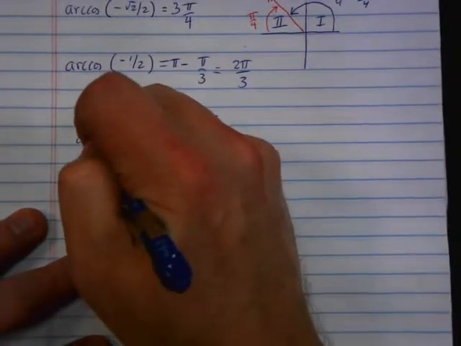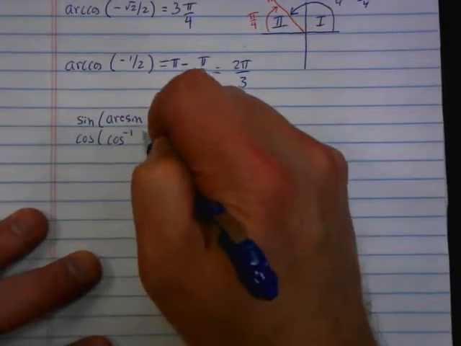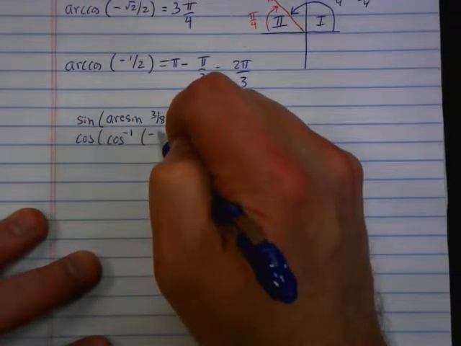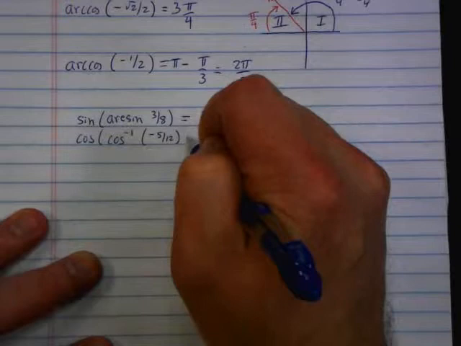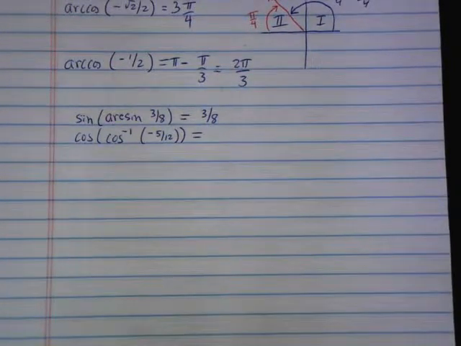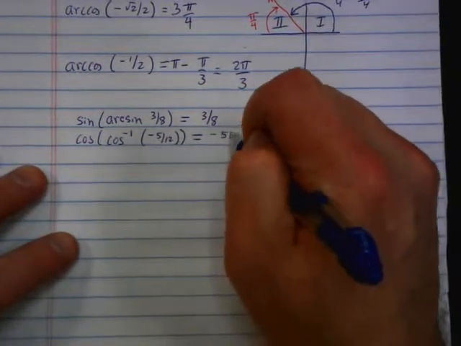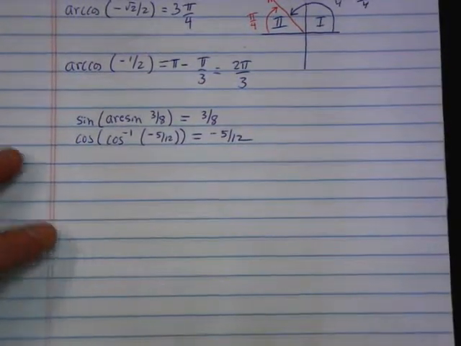How about the cosine of the cosine inverse of negative 5/12? What's the cosine of the cosine inverse of negative 5/12? Negative 5/12. Why is it negative 5/12? Cosine, inverse cosine, cross out. Cosine and inverse cosine are inverses. The answer is negative 5/12. Boy, these are easy. I like these. Let's do some more of these.